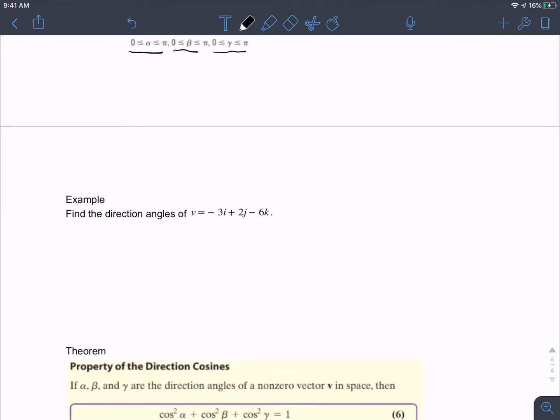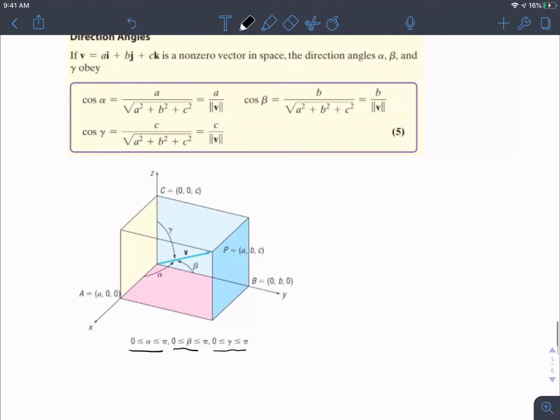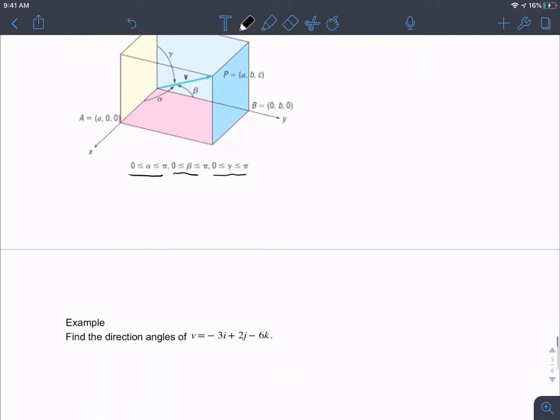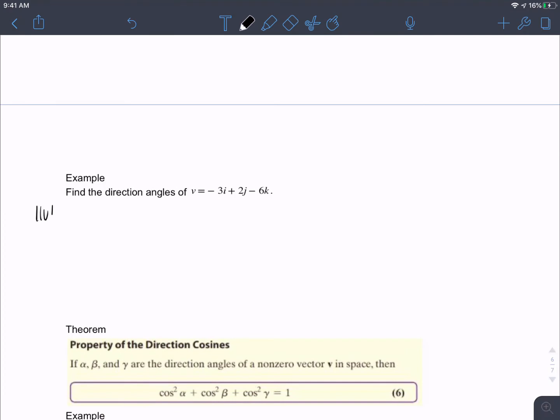And so we need to have the magnitude, right? Because if we see the formula again, we're going to need the magnitude of v for all three of these angles. So let's go ahead and see if we can do that. And so if we find the magnitude of v is something that we've done now enough. It's -3 squared plus 2 squared plus a -6 squared. And so that's going to be 9 plus 4 plus 36 under the square root. And that's going to work out to 49, which is going to give us 7.